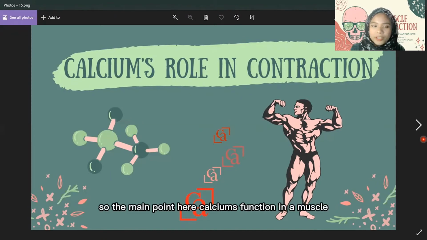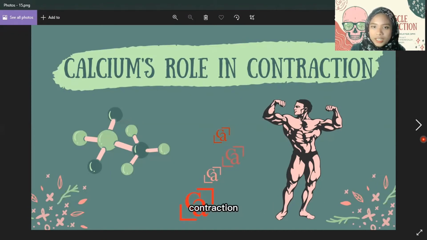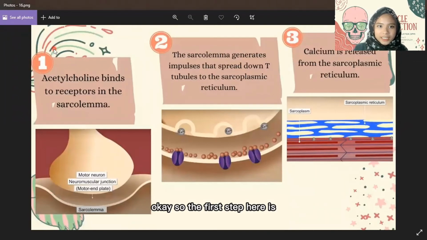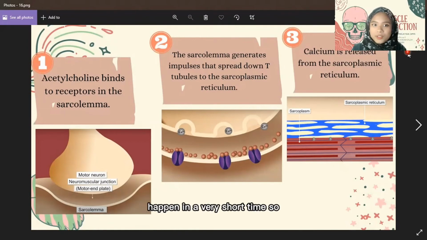The main point here is that calcium's function in muscle contraction is actually to bind with the troponin to unblock the active site of myosin. Okay, I know you guys are confused, but let's go deeper into the flowchart that I made for you. Before I explain the first step, I want to remind you that the first, second, and third steps happen in a very short time. So it's very fast. Let's look into the first step.